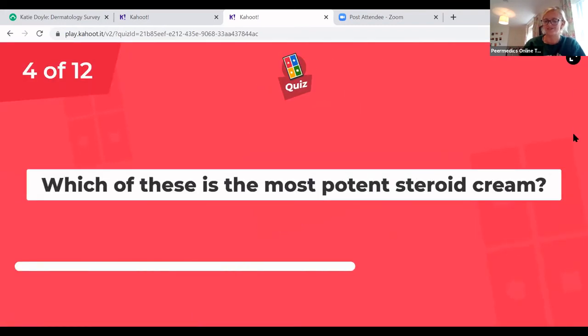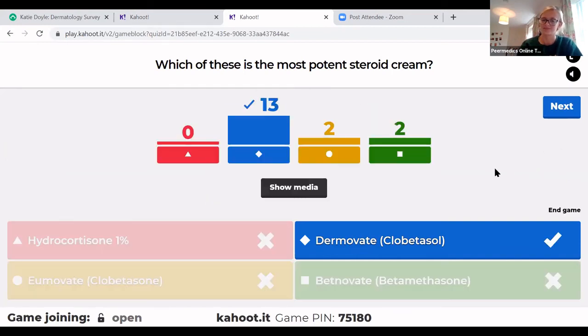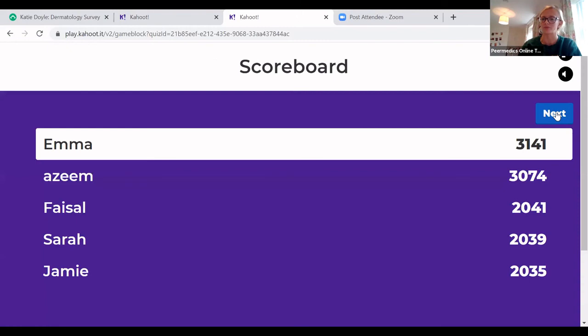Okay, so sorry if you guys maybe don't know this already. Which of them is the most potent steroid cream? I always get confused between two of these. Yeah, perfect. I always get confused between clobetasol and clobetasone, and I still haven't thought of a way to remember it. So if anyone does have a way, please share. But it's useful just knowing that little table and being able to name at least one from each level of potency.